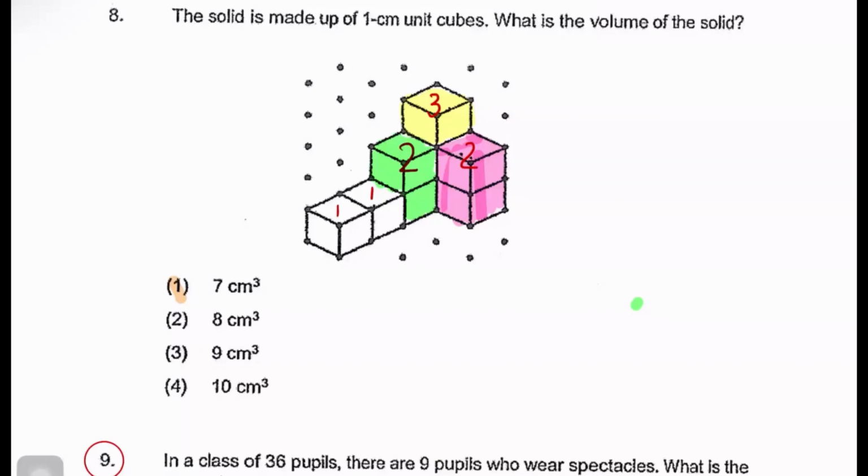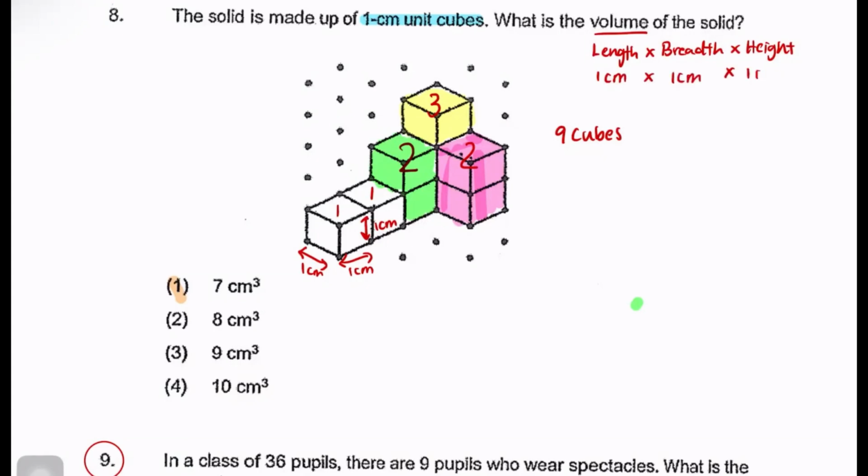Okay, 9 cubes. So, what is the volume of the whole solid? We know there are 9 cubes. Each 1 cm unit cube means all the sides of the cube are 1 cm. The length, the breadth, and the height are all 1 cm. The volume formula is length times breadth times height. So 1 cm times 1 cm times 1 cm is what?